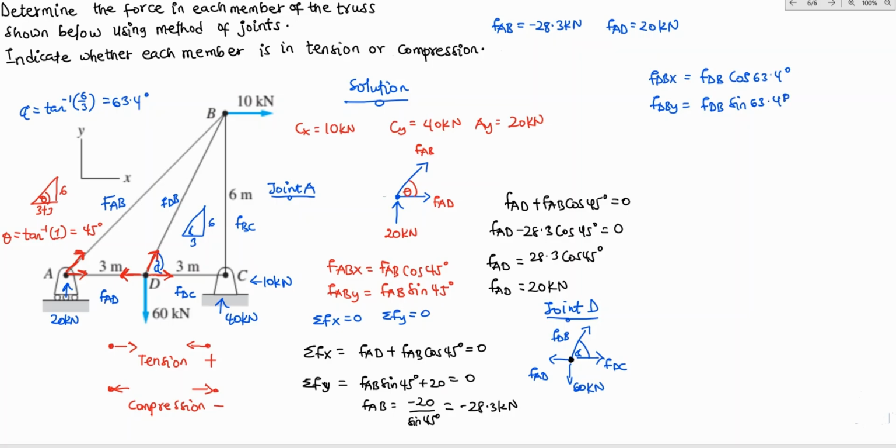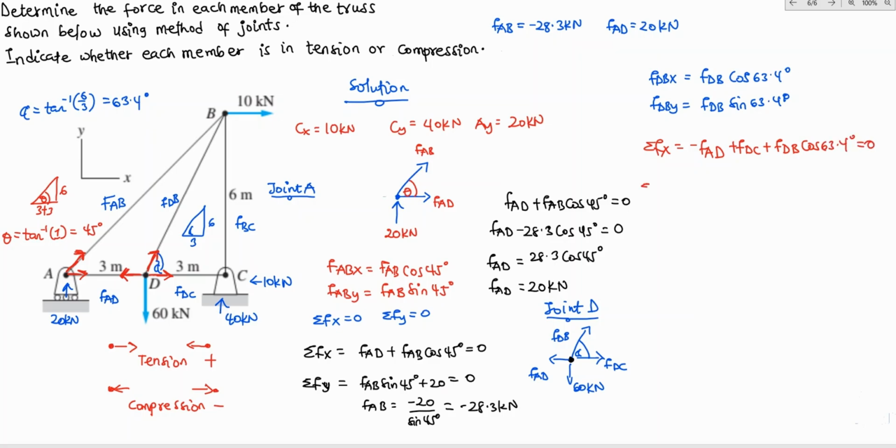Okay, so let's consider the sum of the forces in the x and then the y-axis direction. Considering the sum of the forces in the x-axis direction, we're going to have FAD, FDC, and then the x component of FDB. So we're going to have minus FAD, because this is moving in the negative direction, plus FDC, plus the x component of FDB, that will be plus FDB cosine of 63.4 degrees. This should be equal to 0.